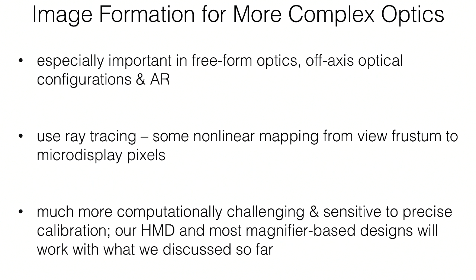This becomes more complicated once you have more complex optics, especially freeform optics or off-axis optical configurations. This doesn't apply to those types of systems. This is essentially defining the image formation model for simple magnifier displays, which current VR displays all follow. You can use ray tracing or some other nonlinear mapping to generate this view frustum, or generate the mapping of your display to what you end up perceiving at the pupil plane. Those are all more computationally challenging and sensitive to very precise calibration. Our HMD and most magnifier-based systems, like I said, follow the derivations that we showed here.